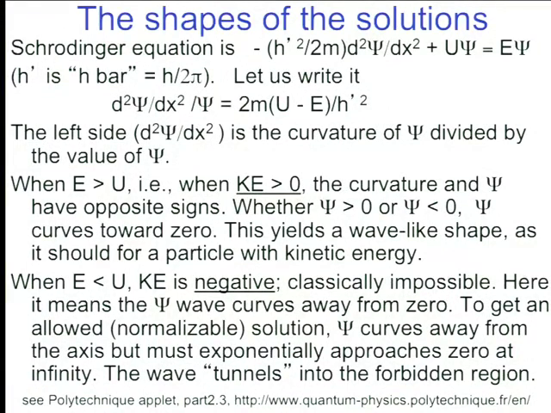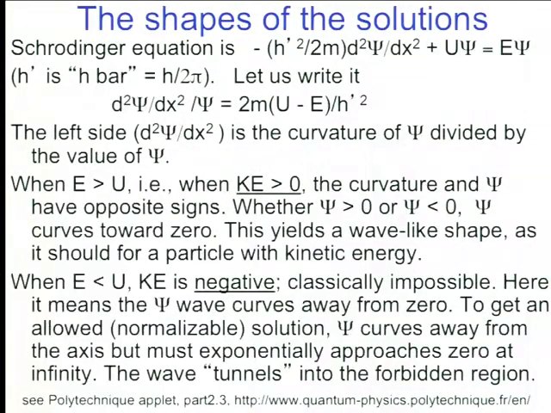So with that general idea, it's maybe a little bit much mathematically to discuss. But the point is, this is the curvature. And when the total energy is greater than the potential energy, that is, when the kinetic energy is positive, the curvature and the psi have the opposite sign. So when psi is greater than 0, the curvature is downward. And when psi is negative, the curvature is upward. And so the wave function is always turning toward the axis, which gives you a wave-like phenomenon.